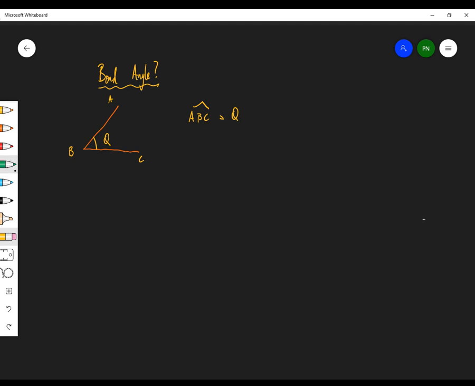So the point I'm trying to make is that 3 points are needed to define a bond angle. If you've only got 2 points, B and C, a line BC, there's no defined angle here. There's no defined bond angle. There's no angle between B and C, is there?